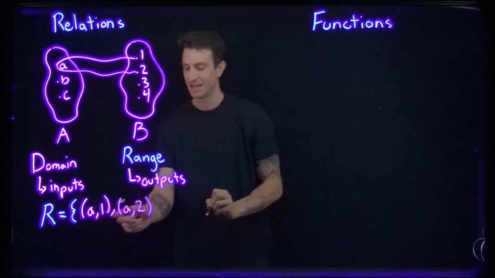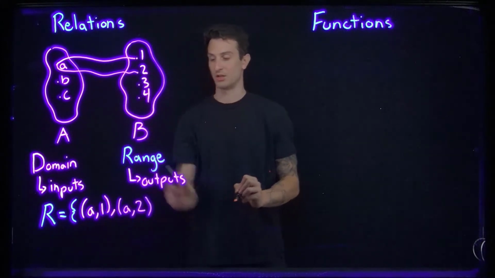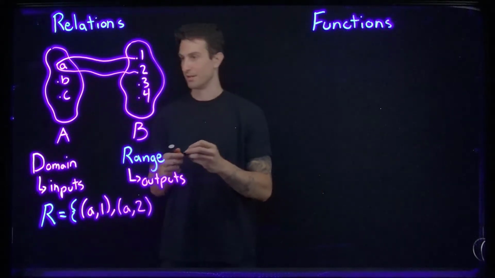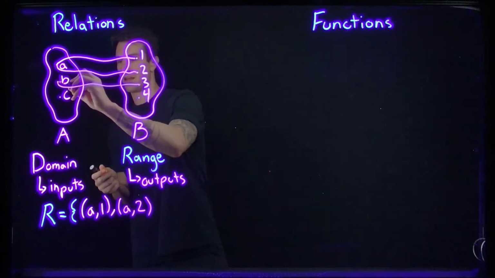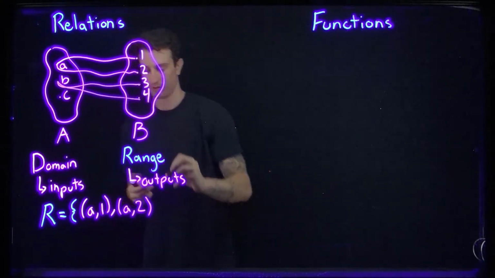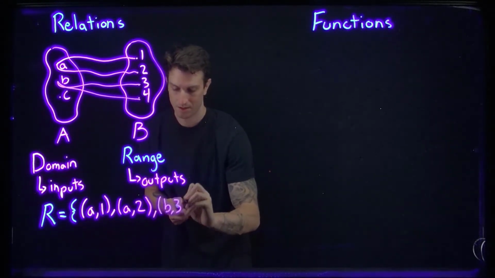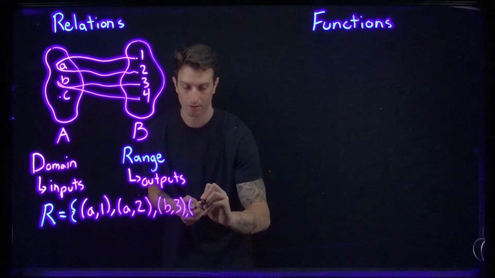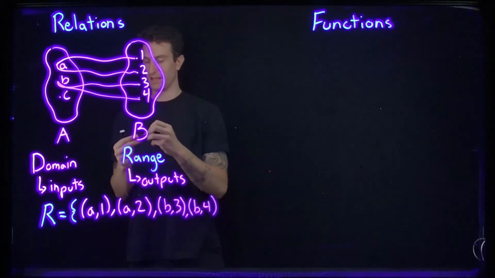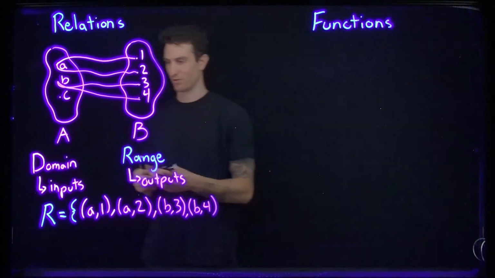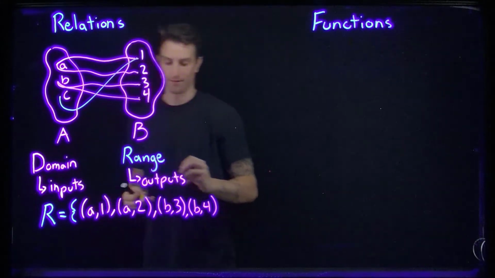Again, A is coming from our domain, where 1 and 2 are coming from our range, which is B. Let's move over, let's say B. What if B wants to go with both 3 and 4? So we'll say B will go with 3, and B can go with 4. And what about C? Let's just have C go with one thing. Let's say C goes with 1.